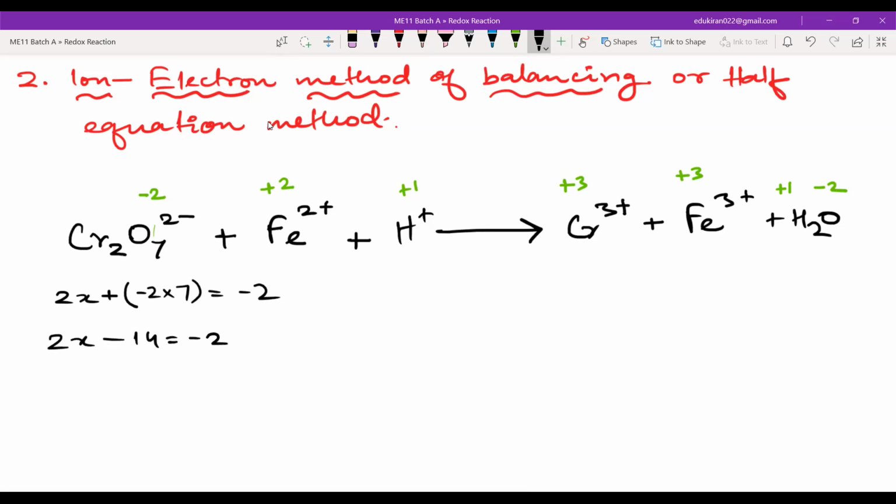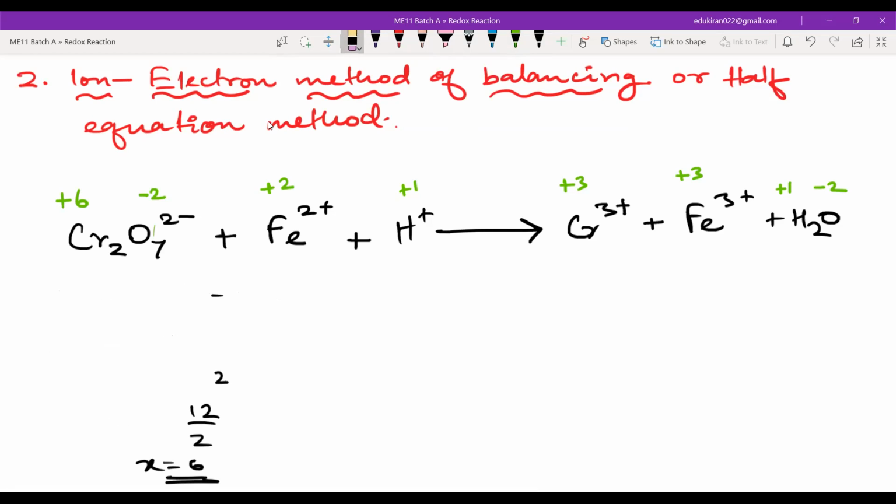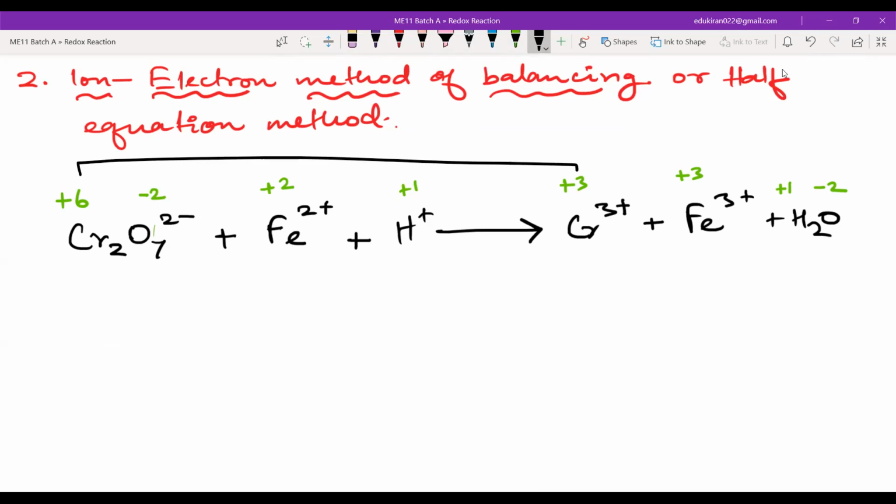No, sir. Okay. So for chromium, and then we will write one thing for Fe. Cr2O7 2 negative is getting converted to Cr3 positive. From plus 6 to plus 3. This is the reduction. And here you have Fe2 positive to Fe3 positive. This is oxidation. Any problem here? Yes or no? No, sir. No problem.